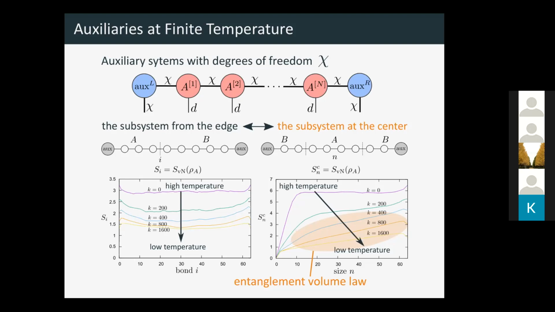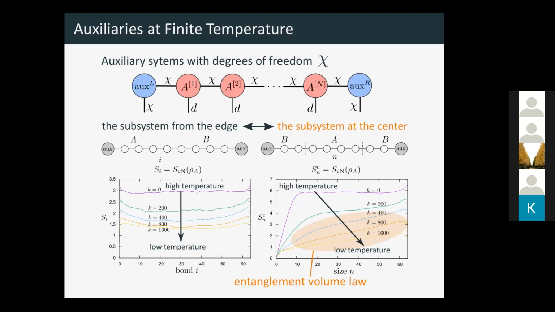This flat part comes from the fact that the auxiliaries allow us to keep the entanglement towards the very edge of the system. So if you remember the convex upward Page curve, where the entanglement is exactly zero at both edges, the difference is quite significant. In the right panel here, we next divide the system not in half, but into the center part and the rest of the system.